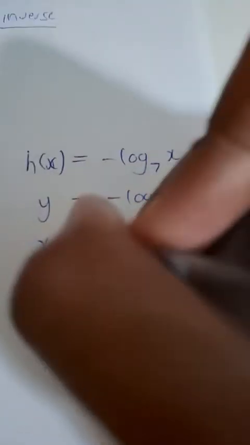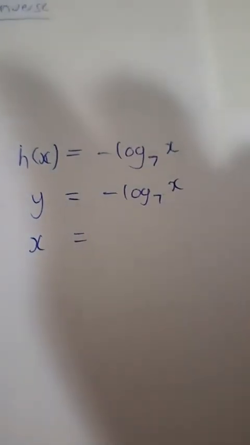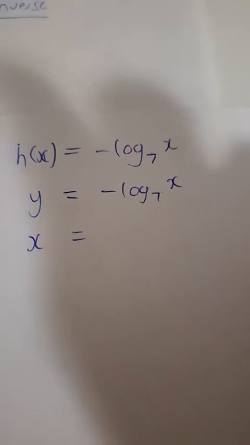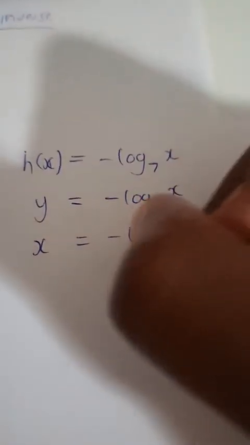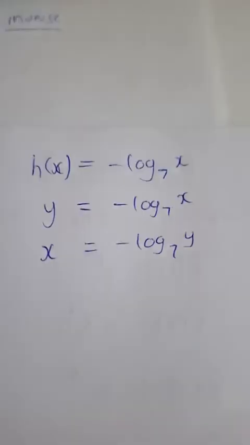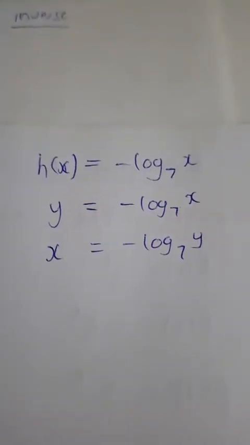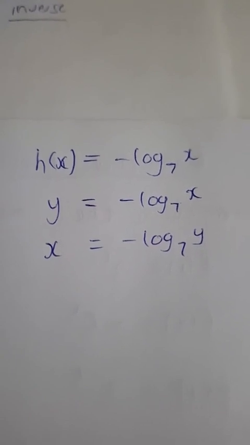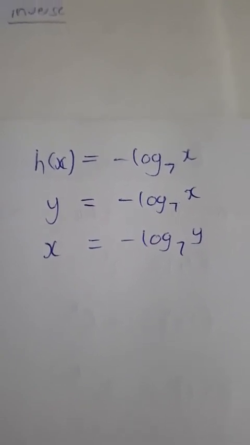Step number two, we swap. x is equal to negative log y base 7. Okay, we just swap x and y around.